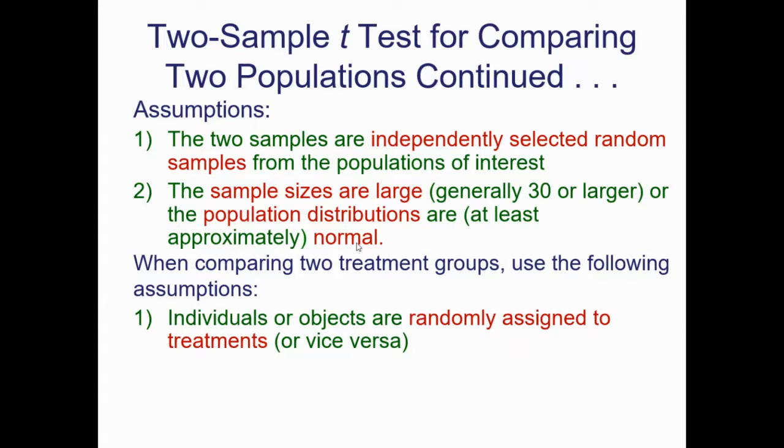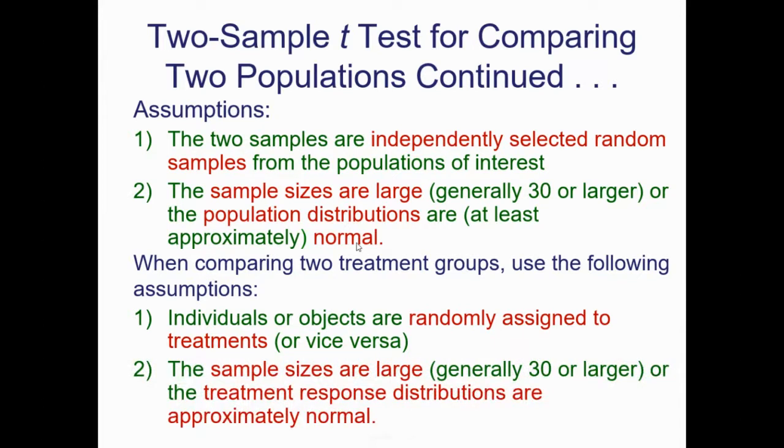And then the second one's really the same as we had for populations in general. The sample size must be large, meaning 30 or larger, or the treatment response distributions have to be approximately normal.